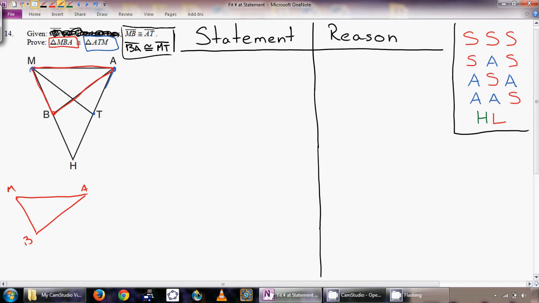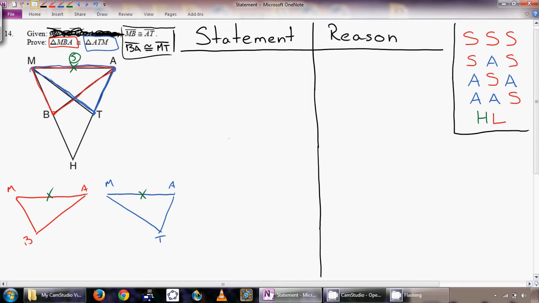And when I draw this, look at what they share. They don't share AT. Don't share MT, but they do share AM, right? They share this side. So if they share a side, that means that that side is congruent, right? It's congruent to itself. So right off the bat, I've got one side in each triangle via the reflexive property.